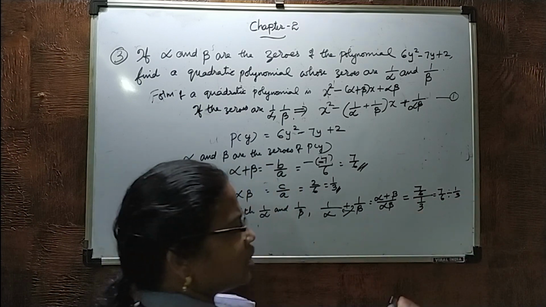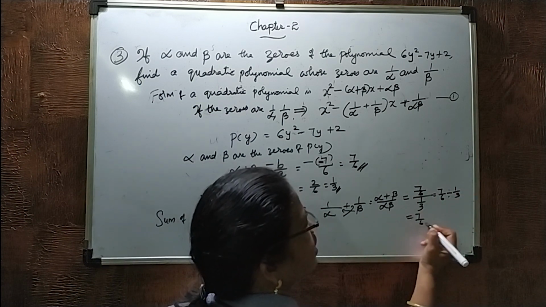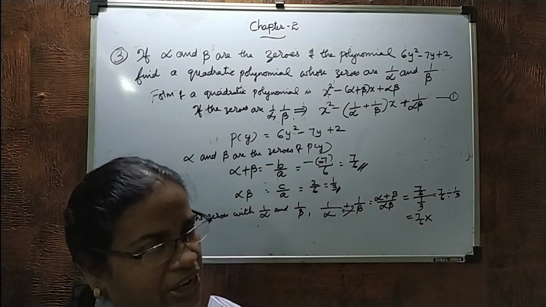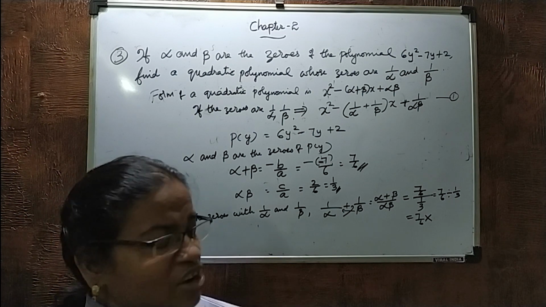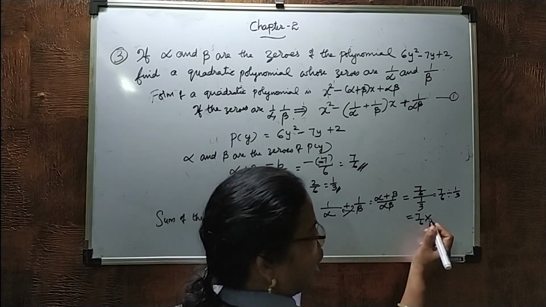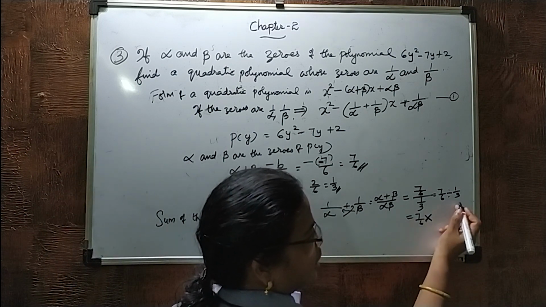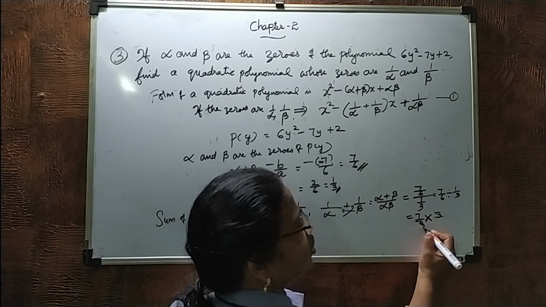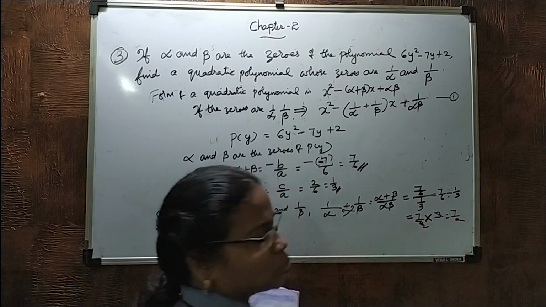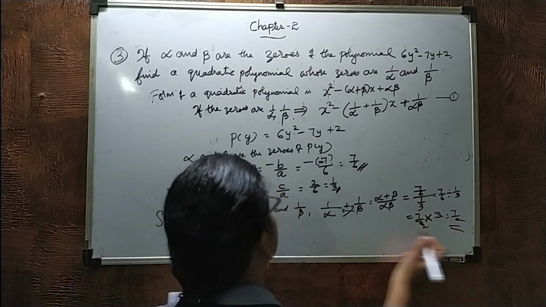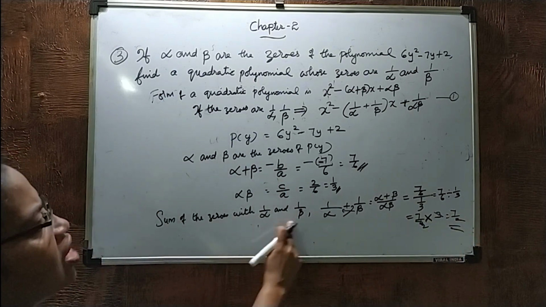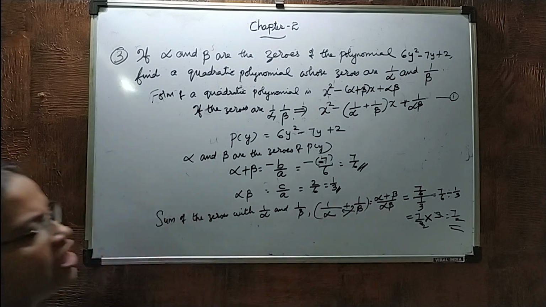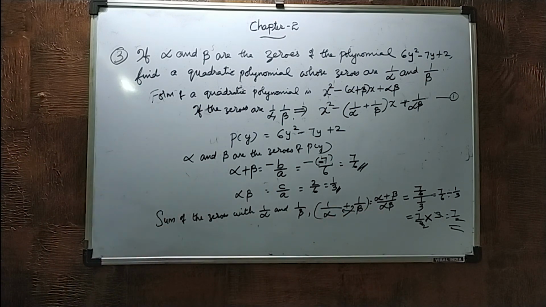How will you do this one? 7 by 6, reciprocal fractions division. Take the reciprocal of the second fraction and multiply. So 1 by 3 becomes 3 by 1. Here you can cancel, and you will get the answer 7 by 2. So here you got the sum of the zeros, 1 by alpha and 1 by beta, equals 7 by 2.